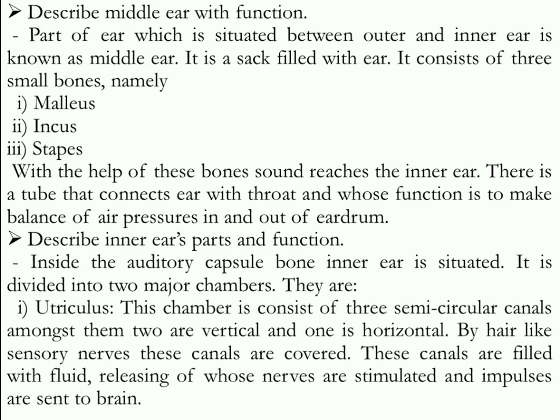Number one, utriculus. This chamber consists of three semicircular canals. Amongst them, two are vertical and one is horizontal. These canals are covered by hair-like sensory nerves. Actually, they are not hair; they are sensory nerves, but they look like hair. And all the canals are covered with this type of nerves.